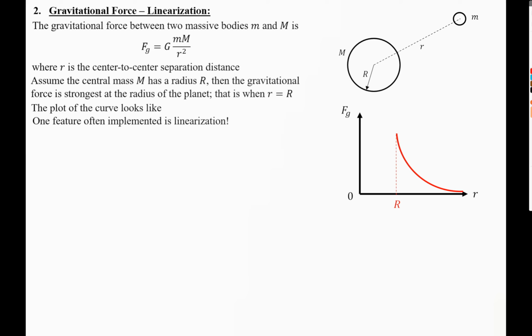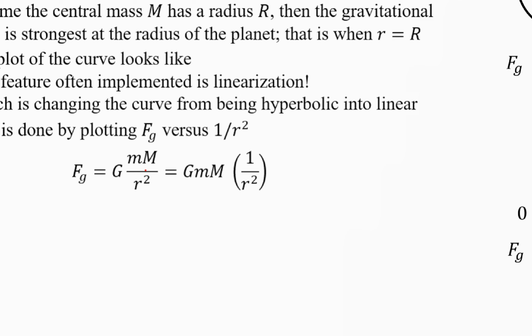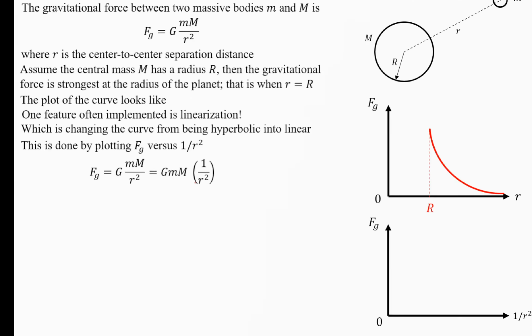Now, one feature often implemented is linearization, which is changing the curve from being hyperbolic or any type of curve into a linear curve. This is done by plotting Fg versus 1 over r square in this case. Then let's consider another curve, which is given by the pull of gravity versus 1 over r square. Now, why is this curve important for us? Because the pull of gravity can be written in the following form. If we drag GMm out, that would be GMm multiplied by 1 over r square.